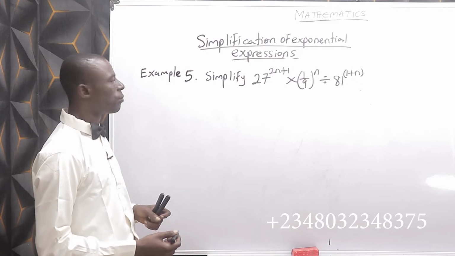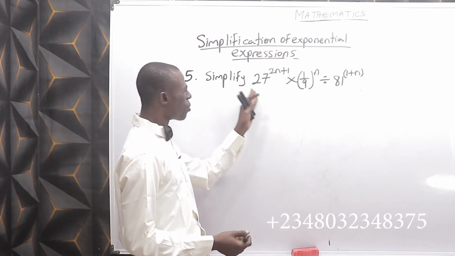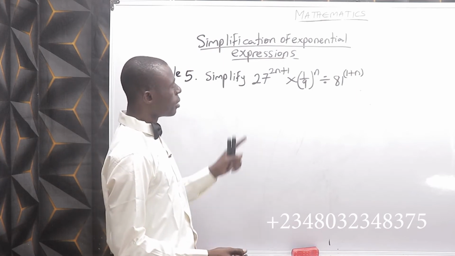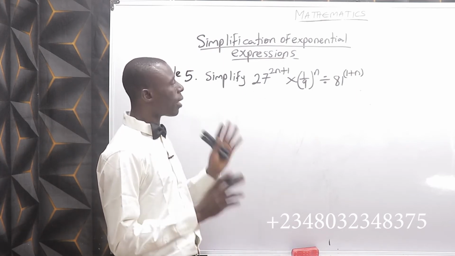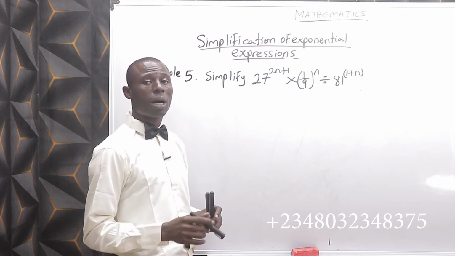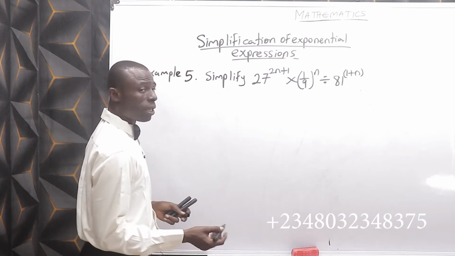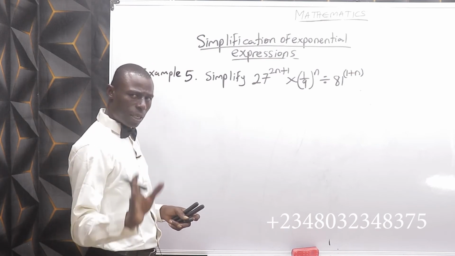Example 5. Simplify 27 raised to power 2n plus 1 times 1 over 9 all raised to power n, divided by 81 raised to power 1 plus n. Simple thing. The same procedure.